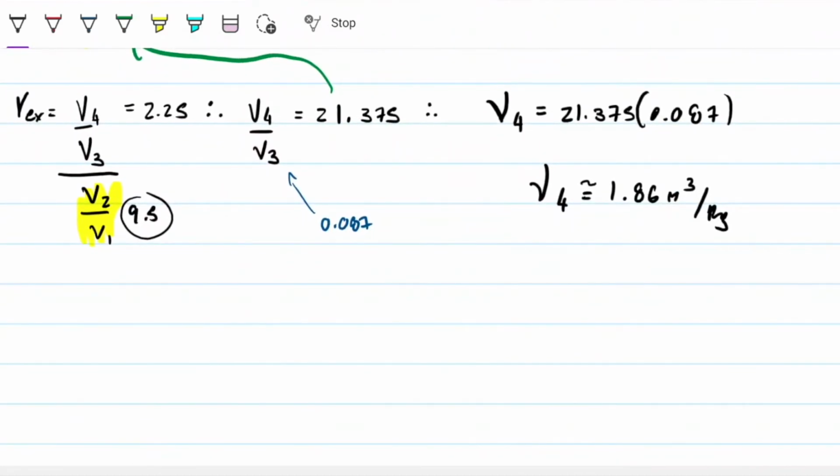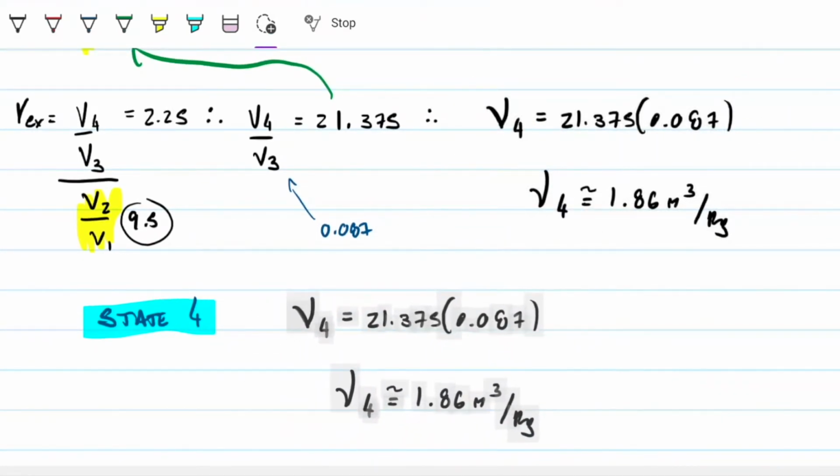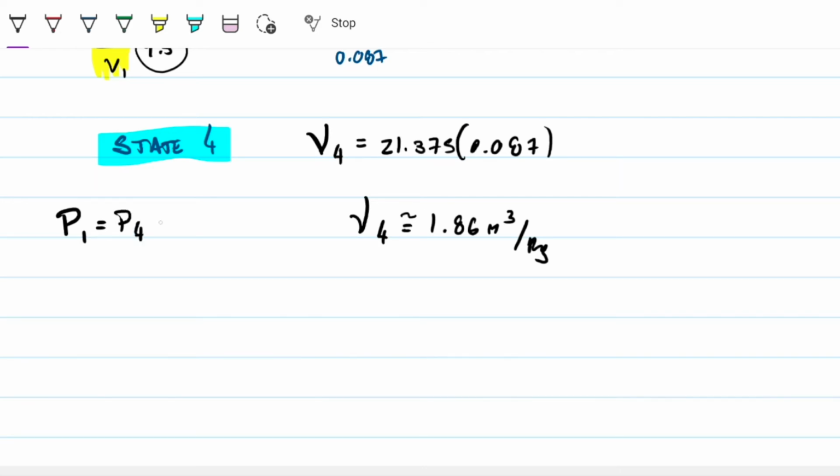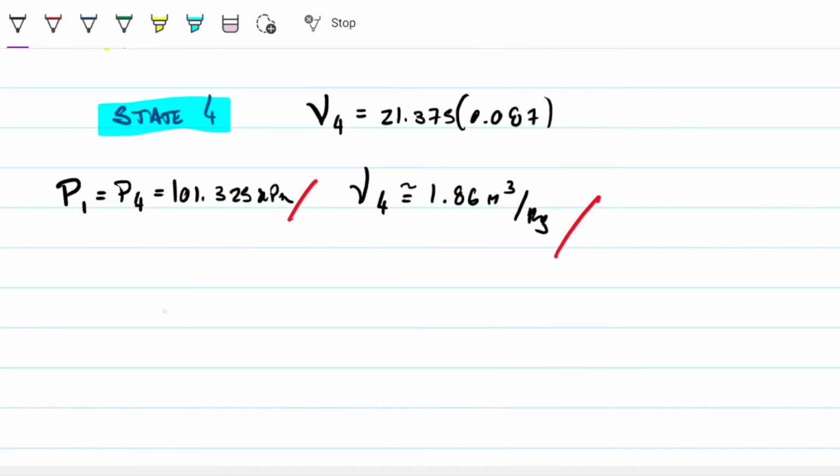And we're missing temperature for state 4, right? Because we know the pressure. You go ahead and write it down like so. State 4. Boom. This we can draw down here. And we know pressure 1 equals pressure 4 because it's a constant pressure process. So this is 101.325 kilopascals. This is this, and we're only missing temperature. Again, temperature becomes trivial when we have these two guys. We just do pressure times specific volume divided by our constant, 0.287.